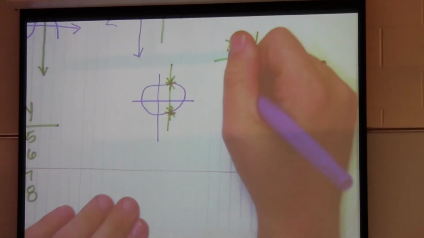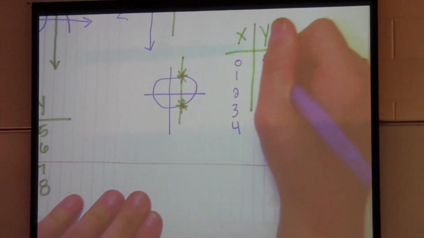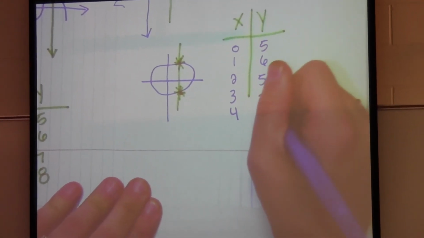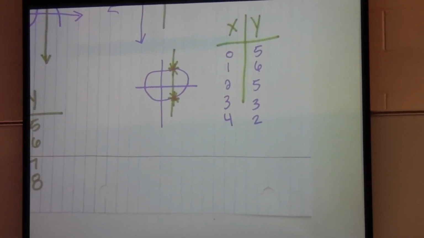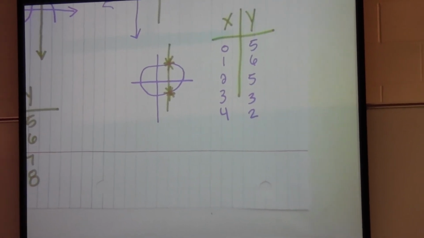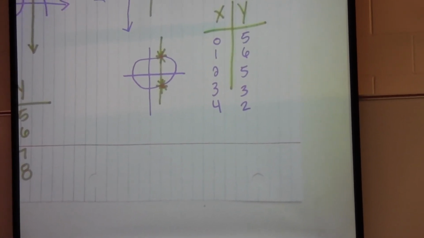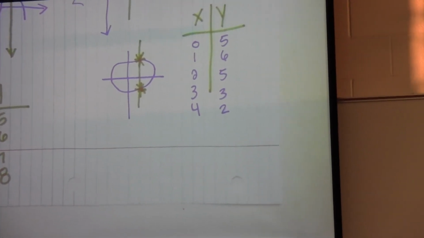Let's look at this one. Would this one be a function? Would that one be a function? No, why? There's 2 5s. Because you have 2 5s. Okay, so you have to have 1x to 1y. Those numbers are only going to be used one time. Okay?